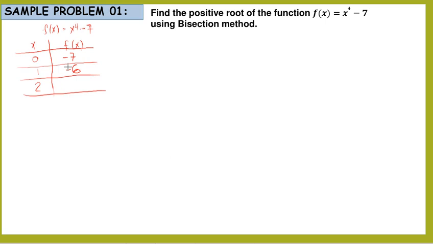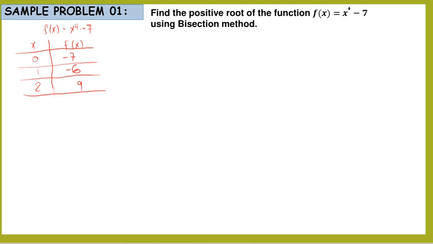And then, say we have 2. We have to substitute x is equal to 2 in this equation. So makukuha natin is 2 raised to 4 minus 7. That is 9. Okay. So say, dyan lang. Mag-stop na tayo dyan.